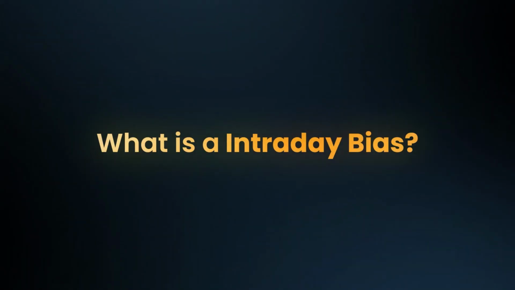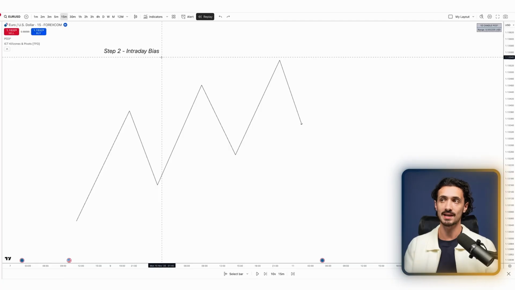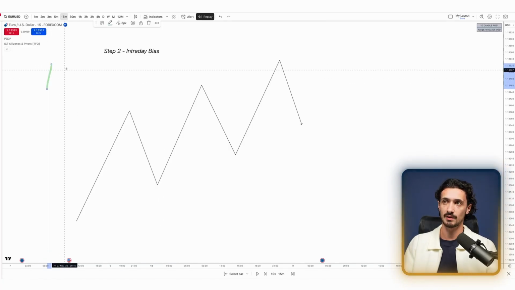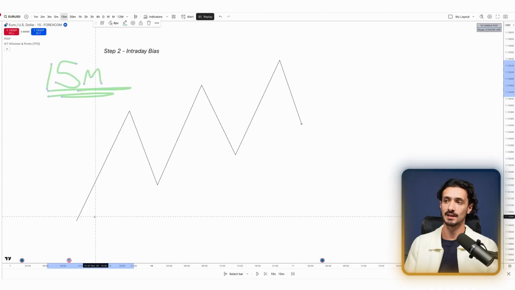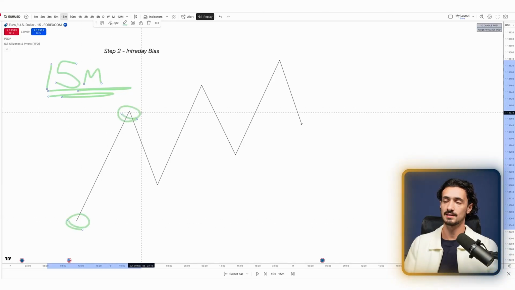So what is an intraday bias? For me personally, an intraday bias is a 15-minute trend. That's it. I am an intraday trader. I am a scalper. I want to get in and out on that one specific session. That's it. So I need to identify the direction of that session. And the way that I do that is I use the 15-minute time frame, which many of you have already known by now. I'm just identifying the trend of that 15-minute time frame. I have a very specific way that I identify highs and lows, swing lows, swing highs, and then I identify the trend.